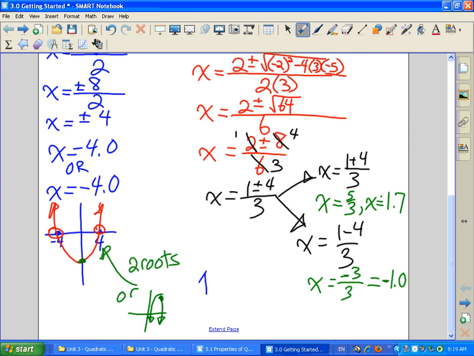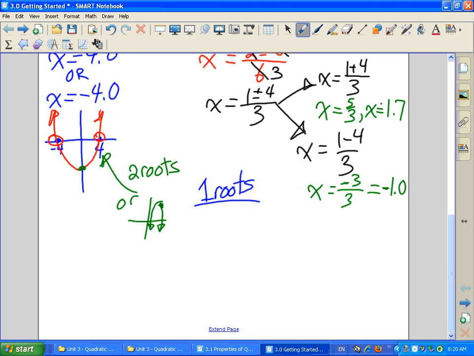If you were asked to have one root, that's kind of a tricky one. One root means that it has to have the vertex on the x-axis. So the direction of opening can either be up or it can be down. And lastly, ladies and gentlemen, if you have no root.